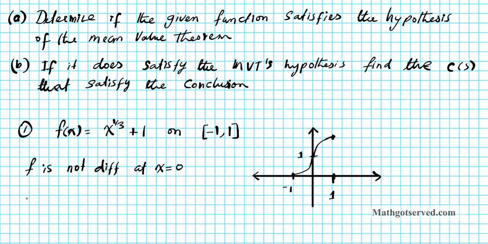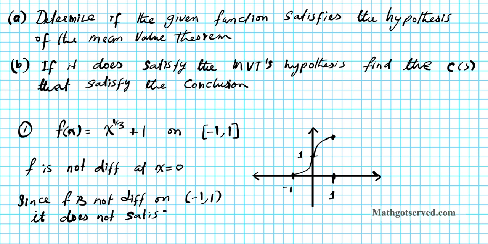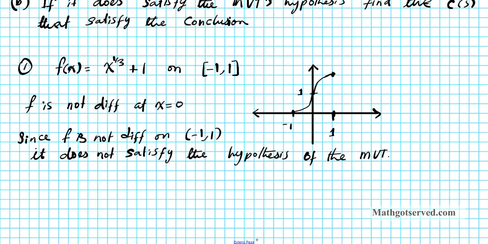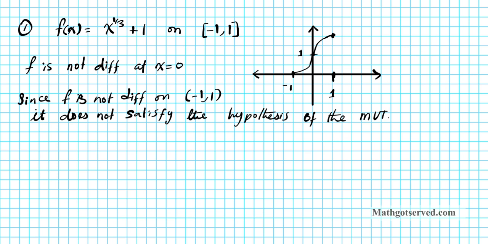All right, so our conclusion is since f is not differentiable on the open interval -1, 1, it does not satisfy the hypothesis of the mean value theorem. Okay, let's just write it as MVT. So there's no C that satisfies the conclusion since this function fails the hypothesis.